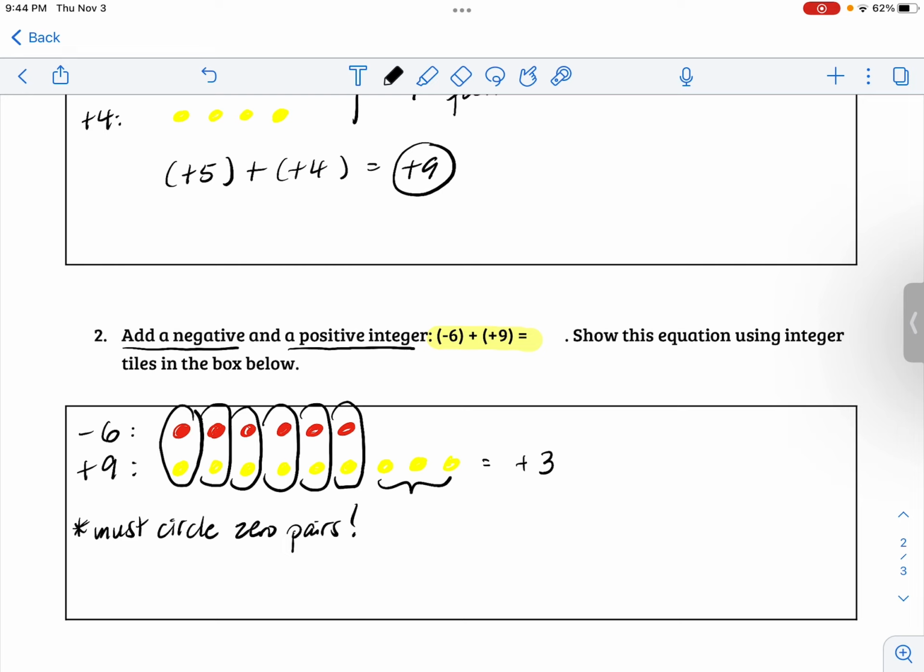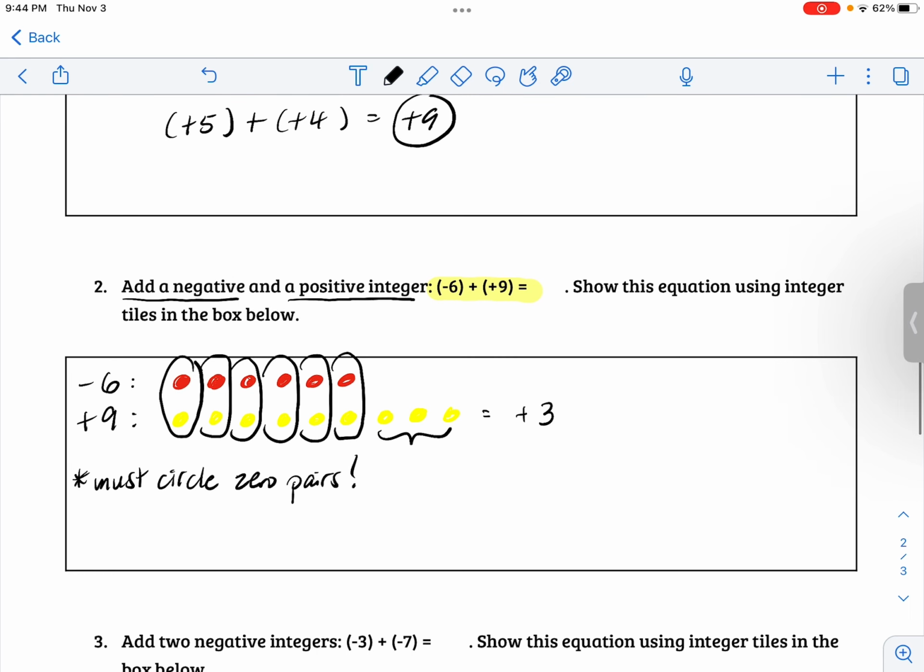3. Okay, so again, note that it's very important to line up your tiles vertically so that you can circle out the zero pairs. Zero pairs is the key concept when you're adding integers. I'm going to rewrite the equation below here. So it's going to be negative 6 plus positive 9 equals positive 3. Okay, and circle your final answer. We'll do one more example of two different integers as our example 4.